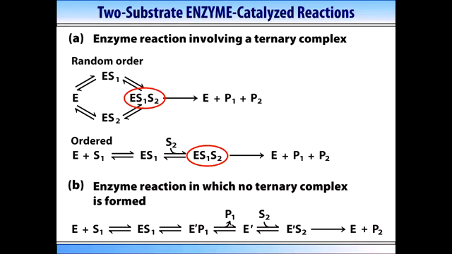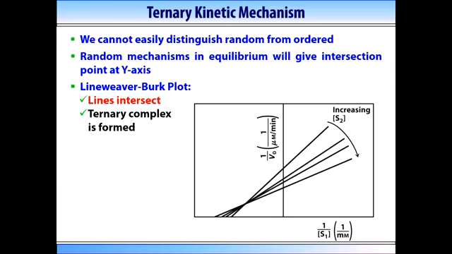So in this case, no ternary complex is formed. Ternary means three, right? So what are the three? Enzyme, substrate 1, substrate 2. So these are the entities that we refer to as a ternary complex. So how can we determine what kind of kinetic mechanism we're dealing with for a particular enzyme?